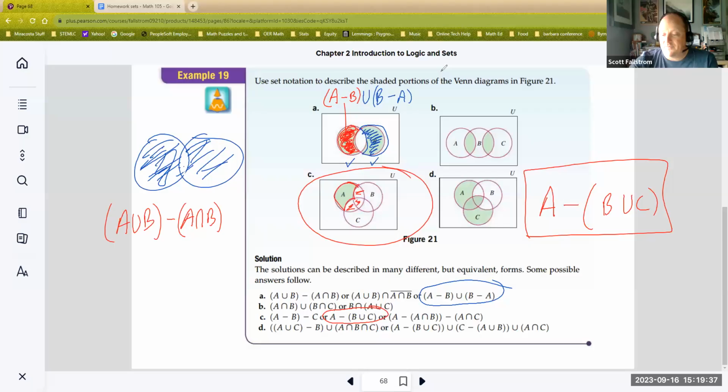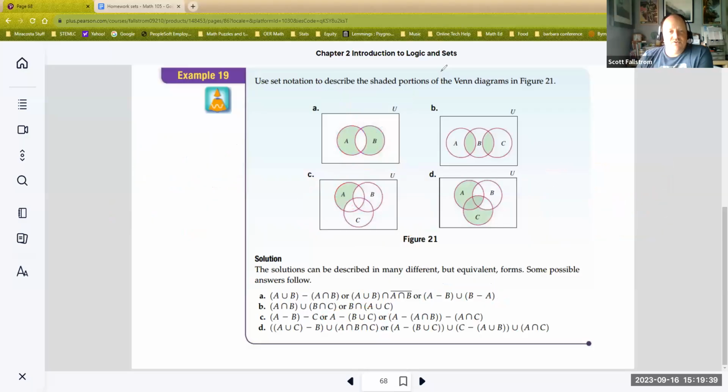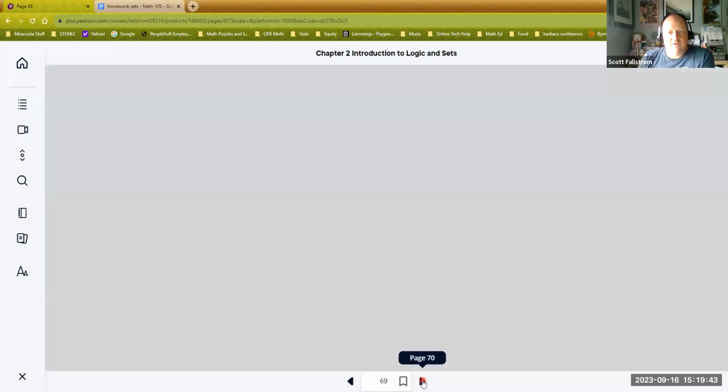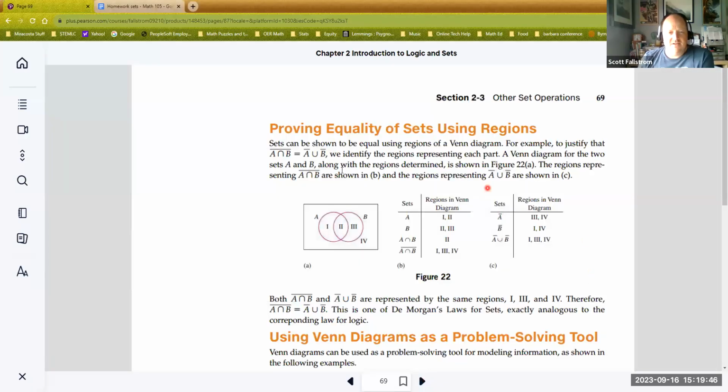All right. So again, there are a lot of different ways you could write those. Don't think there's just one solution. Check your solution if you'd like to, but there's definitely more than one way to write those. Let's see here. Proving equality of sets using regions.